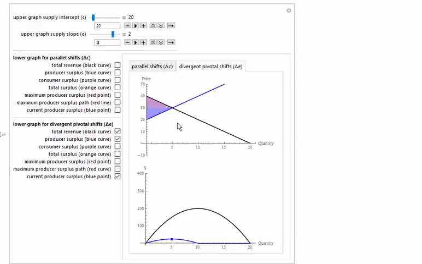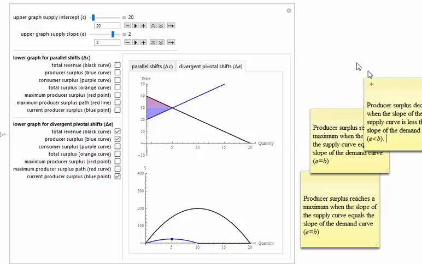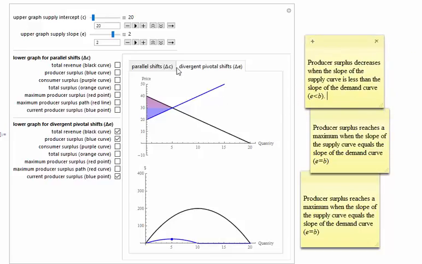There we are at our maximum point down there, and here we are with our largest producer surplus. So let's show that again. Producer surplus reaches a maximum when the slope of the supply curve equals the slope of the demand curve, only when it's elastic though. And likewise, producer surplus decreases beyond that. So let's play that and start having it decrease. And there we have our producer surplus decreasing down there. And here we have it increasing again because now the slope of the supply curve is steeper than the slope of the demand curve.